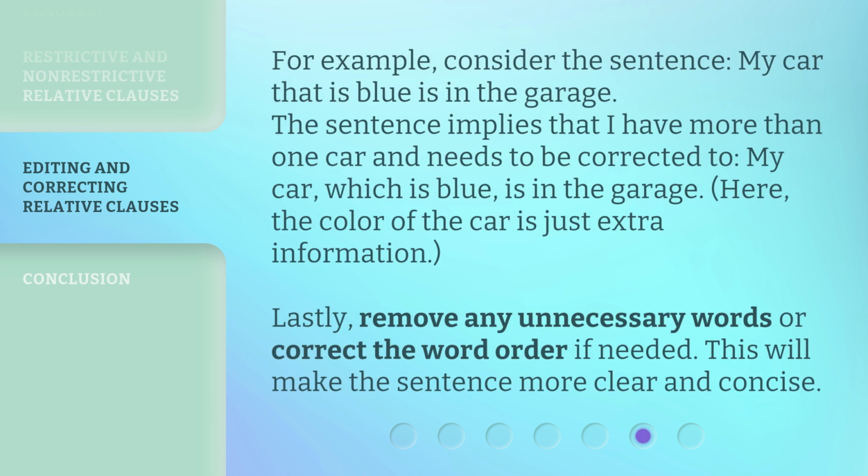For example, consider the sentence, "My car that is blue is in the garage." The sentence implies that I have more than one car and needs to be corrected to, "My car, which is blue, is in the garage." Here, the color of the car is just extra information. Lastly, remove any unnecessary words or correct the word order if needed. This will make the sentence more clear and concise.